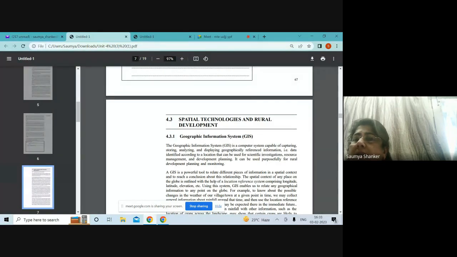So now this section, section 4.3 as you can see, speaks about the spatial technologies and rural development, how various satellite models and information systems have been used and are being used in rural development. So if we look at the geographical information system, whose short form is GIS, what is it? It is a computer system which is capable of capturing, storing, analyzing and displaying geographically relevant and referenced information. And this is very useful for rural development when it comes to any kind of planning and monitoring. So it is a very innovative scientific tool, and it helps in resource management and in development.